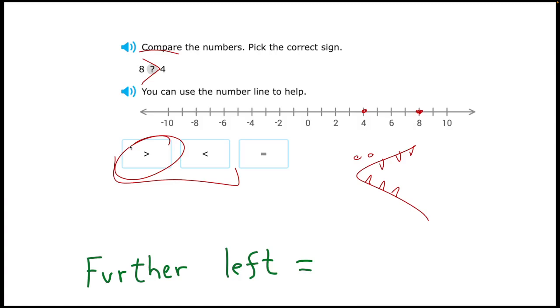And something to note here, the further left you go on a number line, the smaller the numbers get. So whichever number is further to the left, that is your smaller number, and that will always be true.